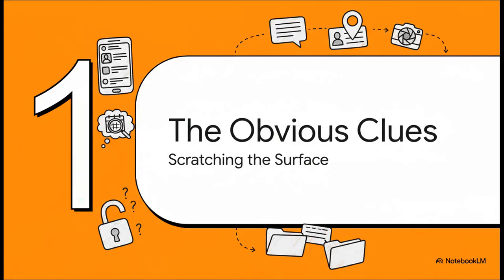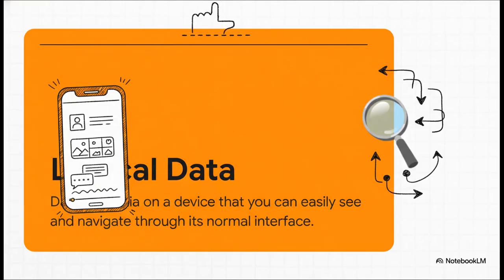The very first step in any digital investigation is to go after the low-hanging fruit, the evidence that's right there in plain sight. We're talking about the kind of information that we access on our phones every single day. This stuff is called logical data. It's simple. If you can just swipe through your phone and see it, a contact, a photo in your gallery, a text message thread, that's logical data. It's all the information the phone's interface is designed to show you.